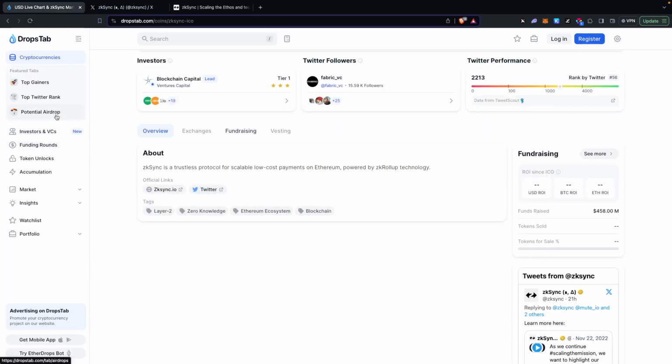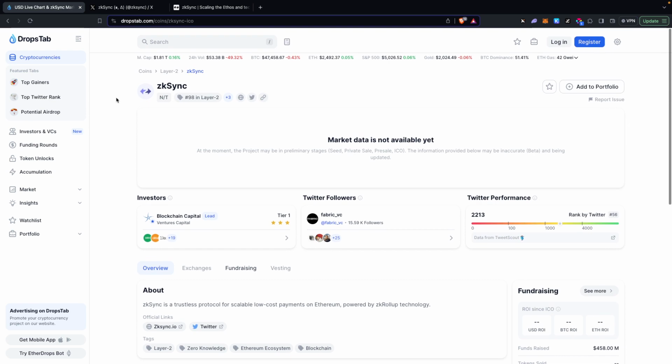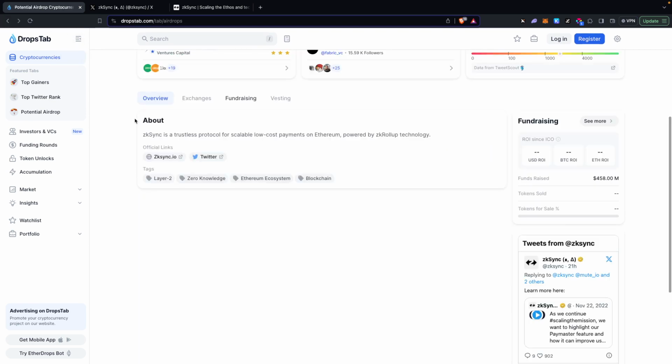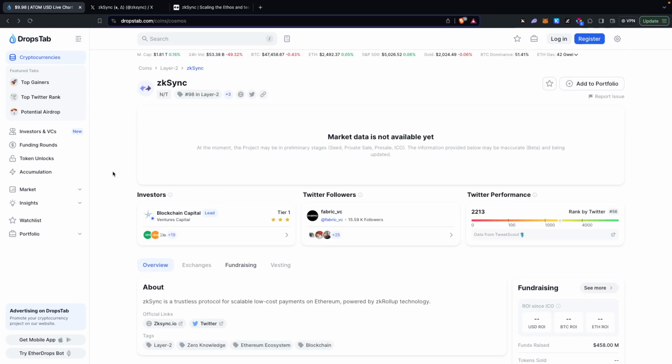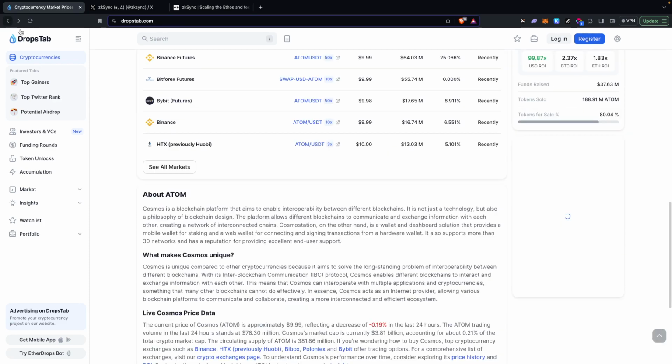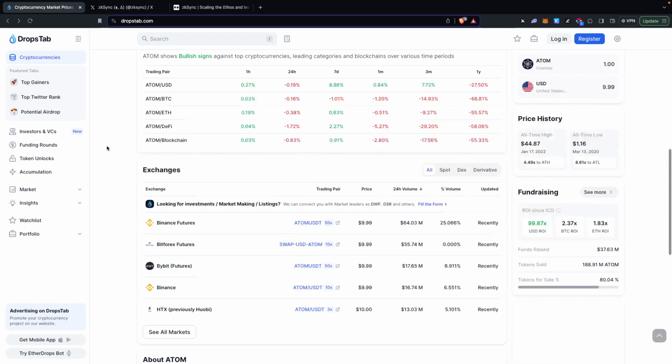So I want to show you another project that I want to actually farm today and right now. So let's go back here so I can show you the steps exactly how I found this project. What's happening? Hey, my network is slow today, guys. Very slow. I don't know what's happening. I think it's load shedding, man. Load shedding. Okay, let's go to potential airdrop.